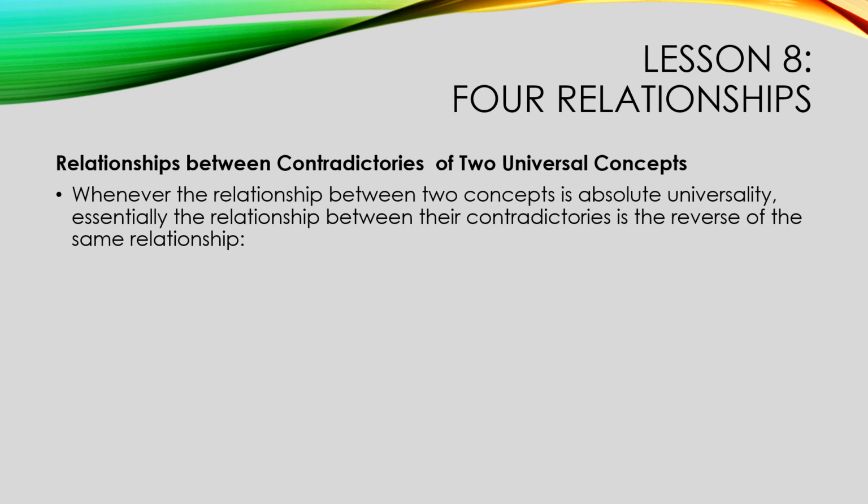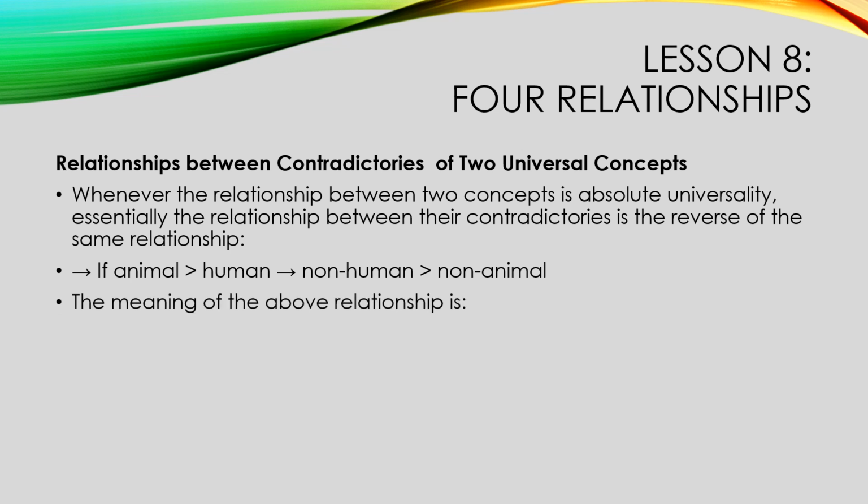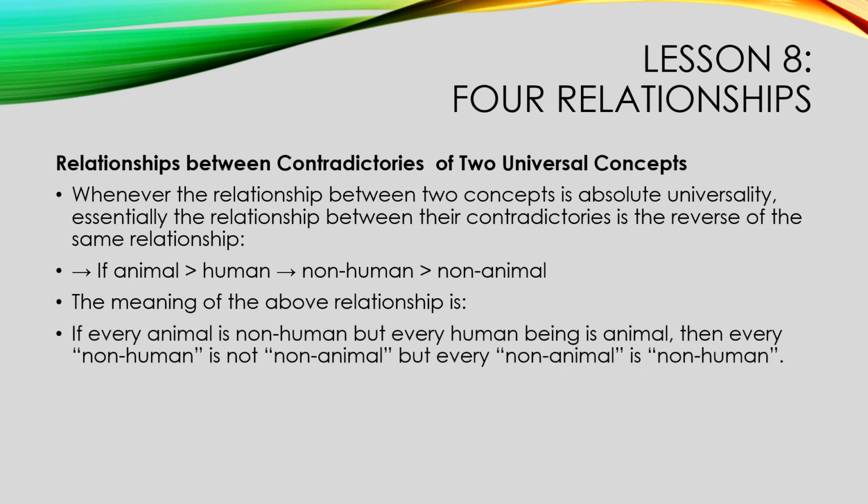Whenever the relationship between two concepts is absolute universality, essentially the relationship between their contradictories is the reverse of the same relationship. What does it mean? If animal is greater than human, it follows that non-human is greater than non-animal. The meaning of the above relationship is that if every human being is animal, but not every animal is human, then every non-animal is non-human, but not every non-human is non-animal.